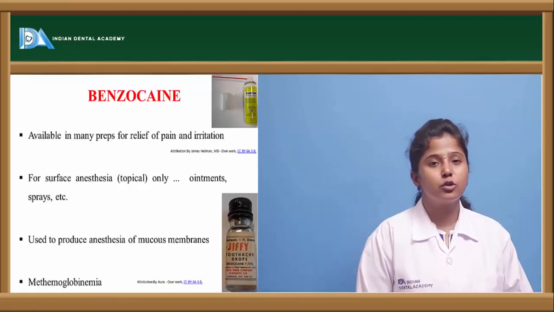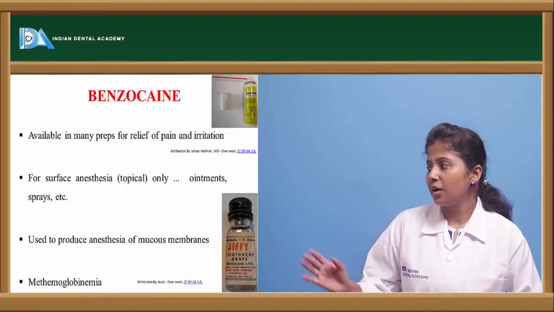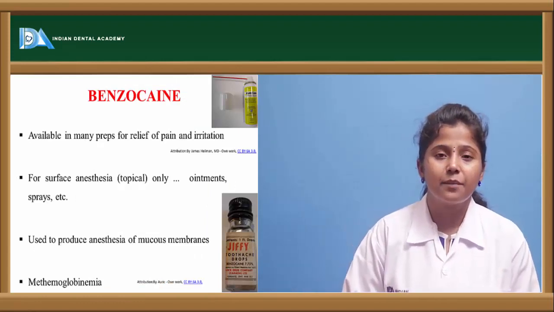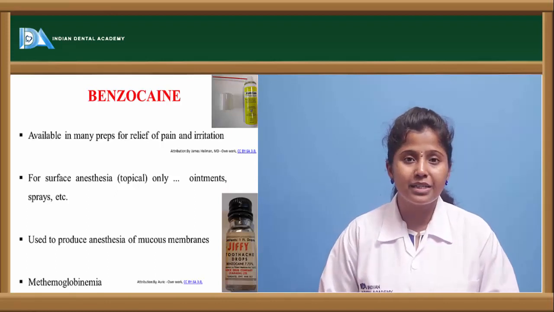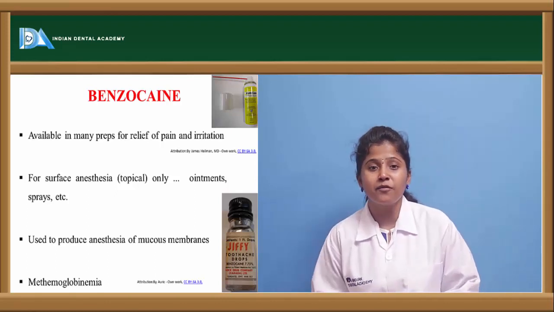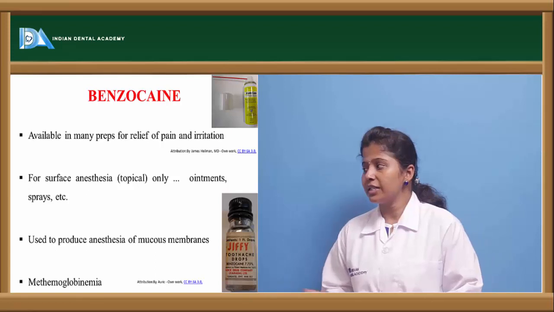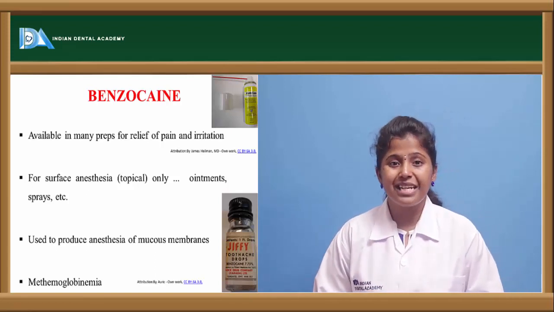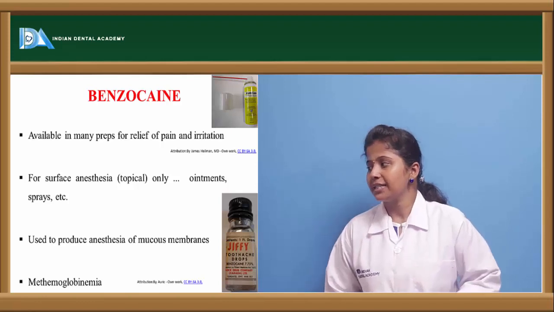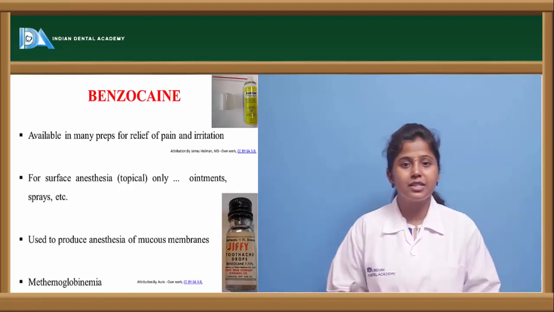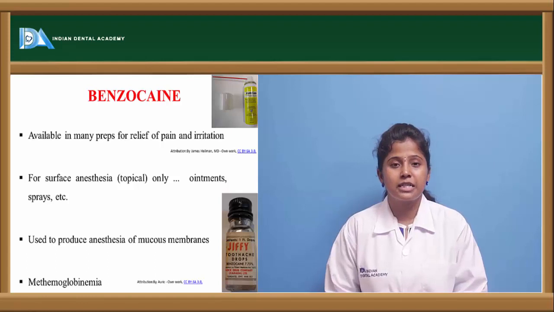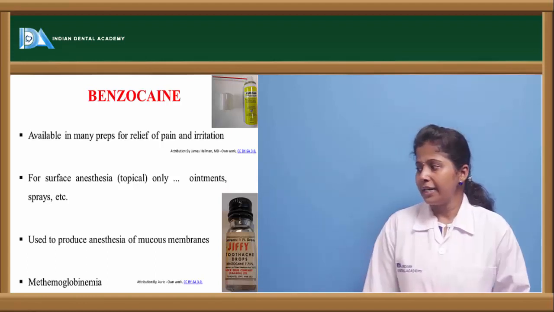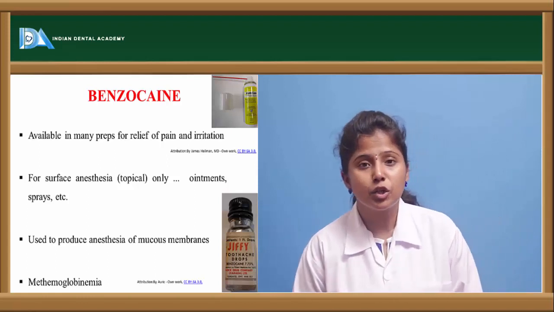The other drug is benzocaine. Benzocaine is also a surface or topical agent, available in the form of sprays. It is sprayed in order to relieve pain, and it won't cause any irritation either. This is surface anesthesia, so we are just applying it on the surface of the skin, topically through a spray or even through ointments. And it is used to produce anesthesia of the mucous membrane.